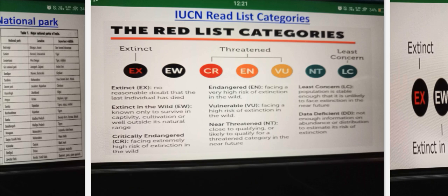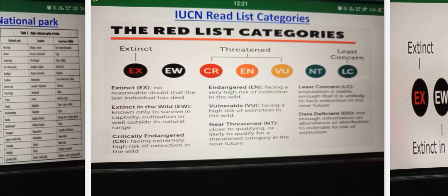The red list categories, IUCN red list categories: extinct, threatened, least concern. Extinct, in the sense that there is no reasonable doubt that the last individual has died. Extinct in the wild, known only to survive in captivity, cultivation or well outside its natural range. Critically endangered, facing an extremely high risk of extinction in the wild. And endangered, facing a very high risk of extinction in the wild. Vulnerable, facing a high risk of extinction in the wild.